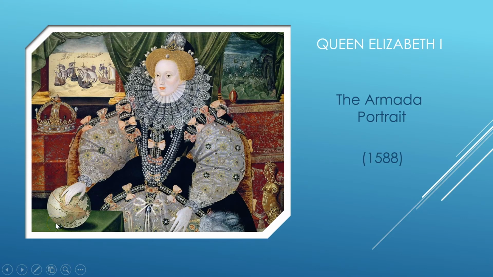Take a look at this portrait of Queen Elizabeth I, who lived during the time of Shakespeare. In fact, Shakespeare wrote most of his plays during her reign. This is a very famous painting of Queen Elizabeth I. It's called the Armada Portrait from 1588.